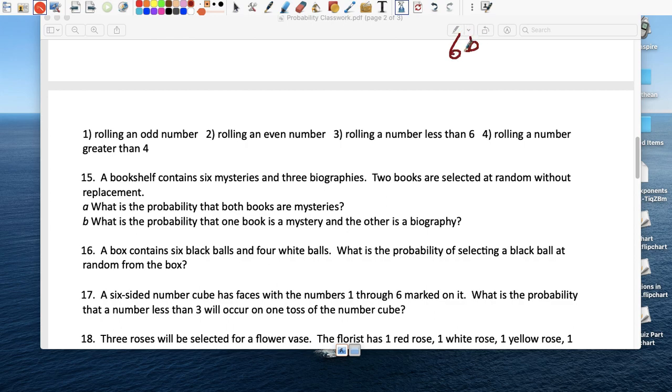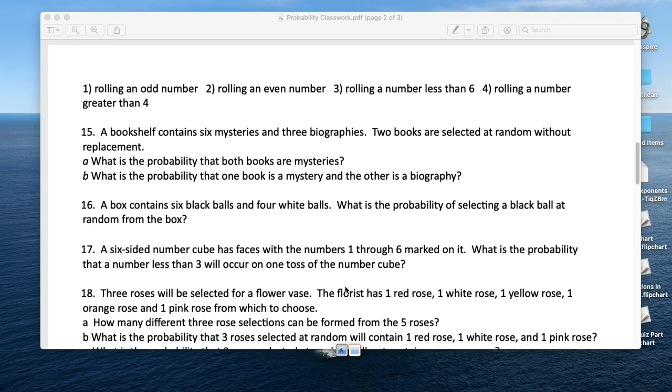6 black balls and 4 white, so that makes it a total of 10. But it's probably selecting a black ball, really. So selecting a black ball is P of B, which is 6 over 10, or 3/5. Is that it? Really? Okay.